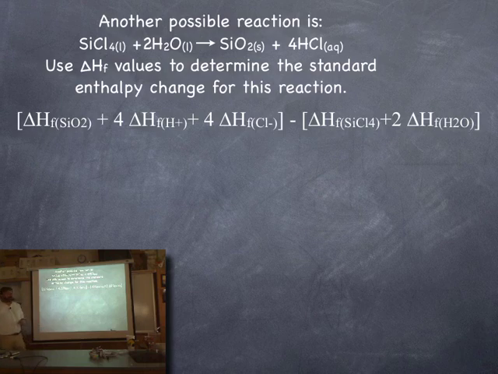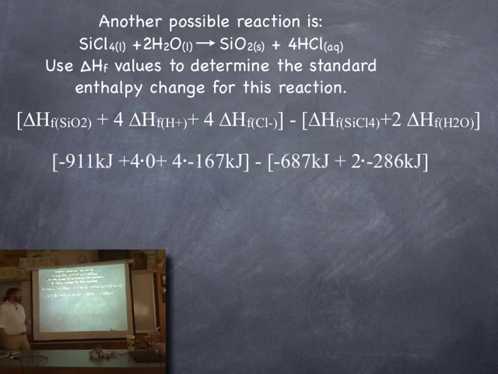Okay? So we look on the chart. I plug in, look up all these values on the chart. Silicon dioxide, negative 111. Hydrogen ions is at 0. It's our standard state. It's one of those things that we define as 0. And then we have the chloride ions, 4 times negative 167. Silicon tetrachloride, negative 687. 2 times water as a liquid, negative 286.